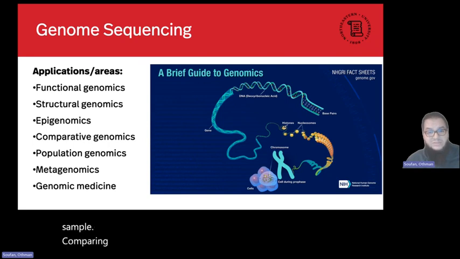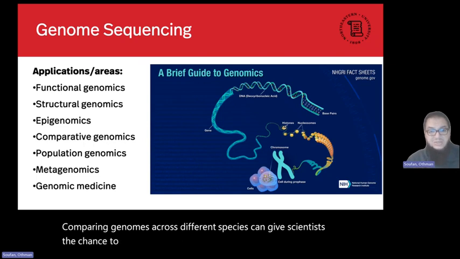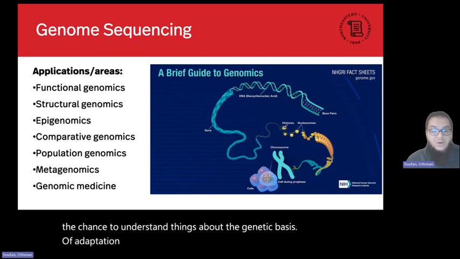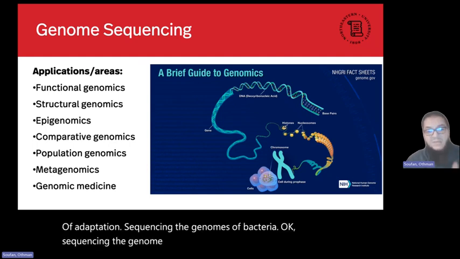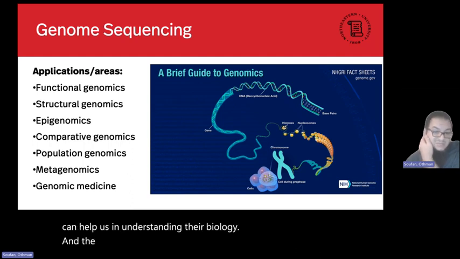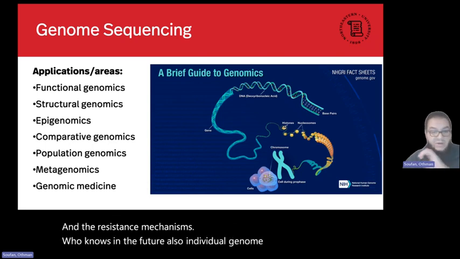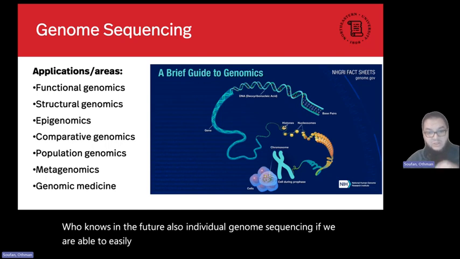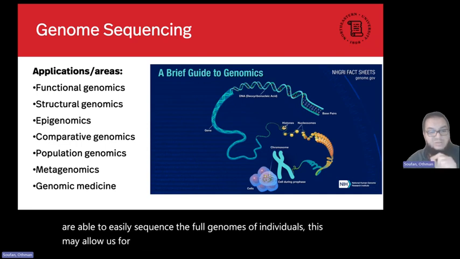Comparing genomes across different species can give scientists the chance to understand things about the genetic basis of adaptation. Sequencing the genome of bacteria, viruses, and other microbes can help us in understanding their biology and the resistance mechanisms. Who knows, in the future, also individual genome sequencing, if we're able to easily sequence the full genomes of individuals, this may allow us for finding tailored treatments.